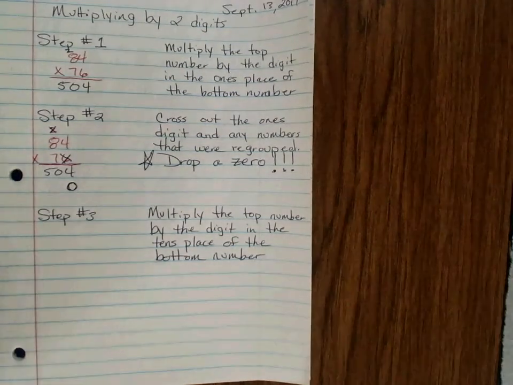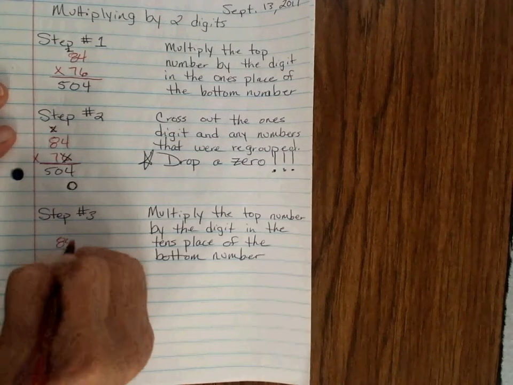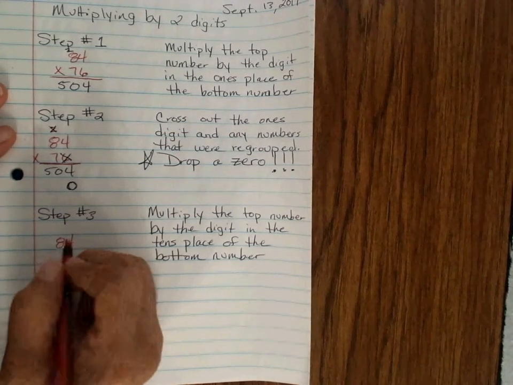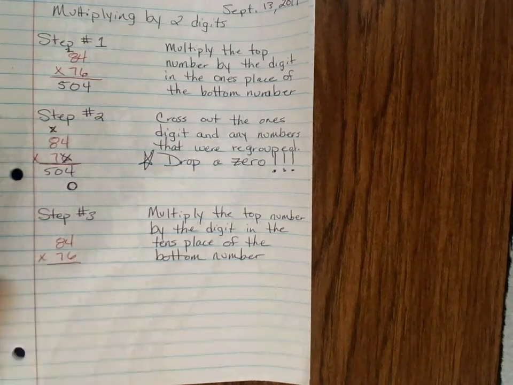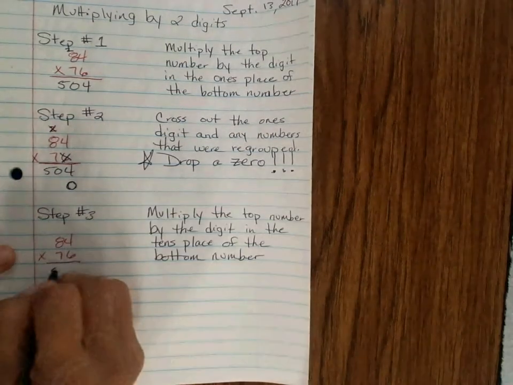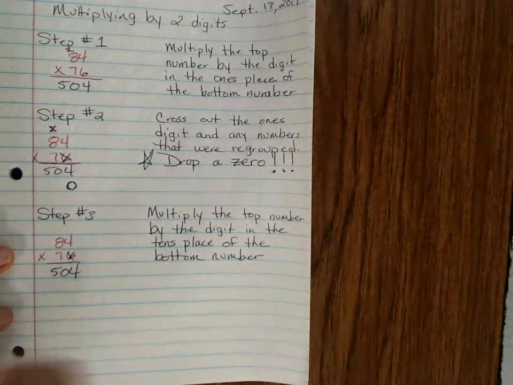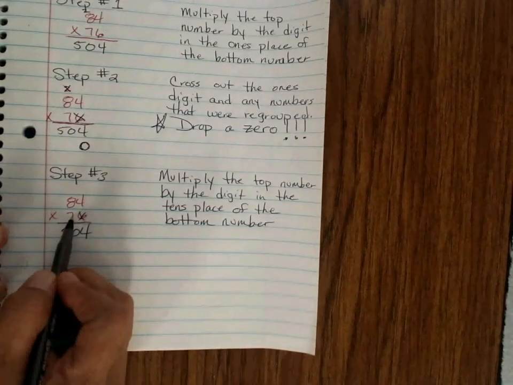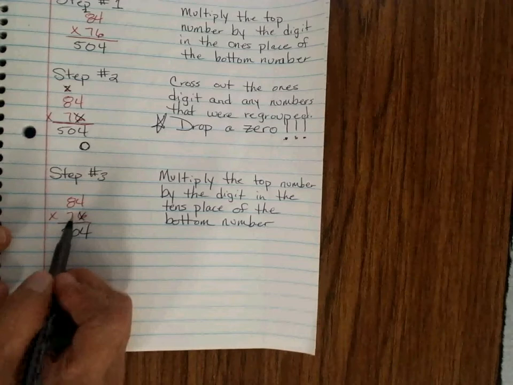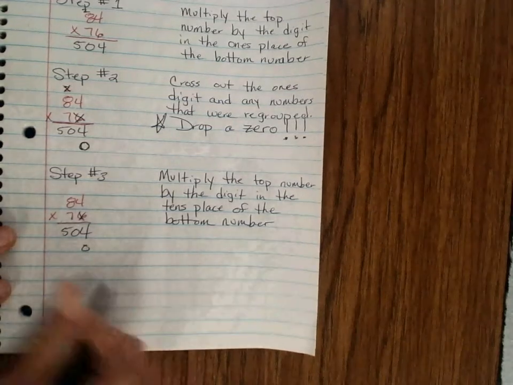Okay, so here's what that's going to look like. We have 84 times 76, okay? And we'd already crossed out this, remember? So now, the 7 is in the tens place of the bottom number. So now we are going to multiply the top number by that. And we've got to start in the ones place of the top number. So we're going to go 7 times 4. Oh, and don't forget, we dropped a 0 here.